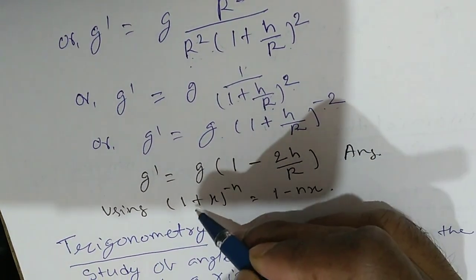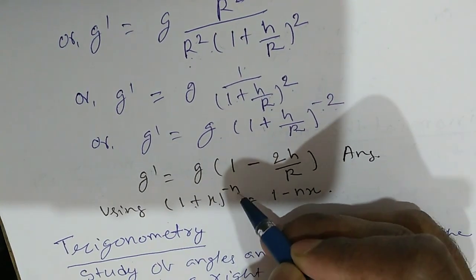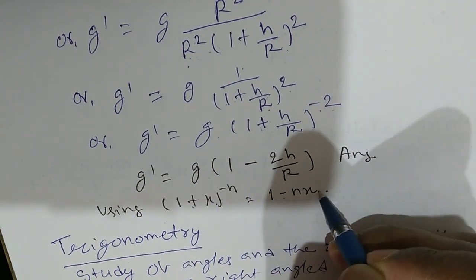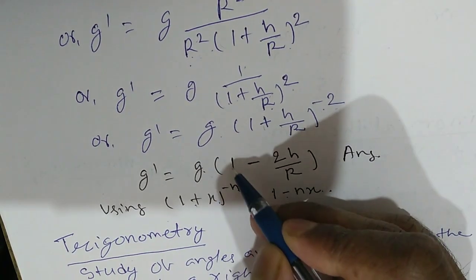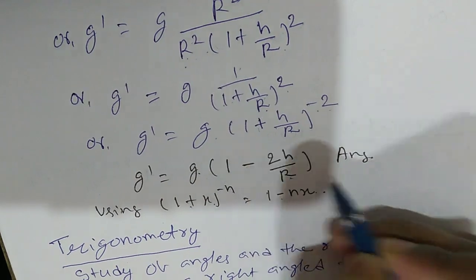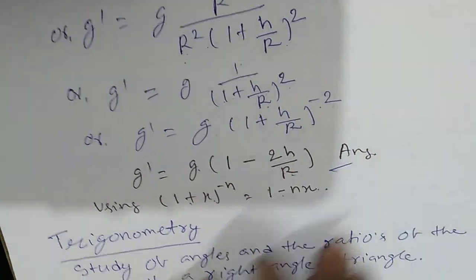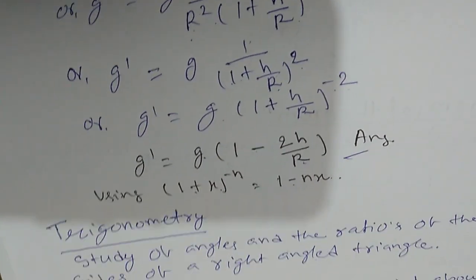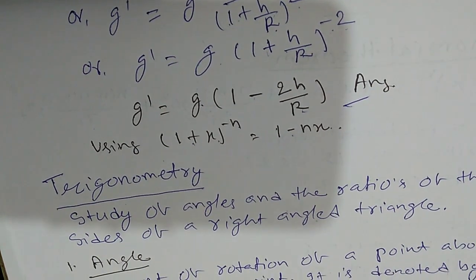As we know that we are using (1 plus x) to the power minus n is equal to 1 minus nx, and we get g within bracket (1 minus 2h upon R). This is our answer. The next is trigonometry.